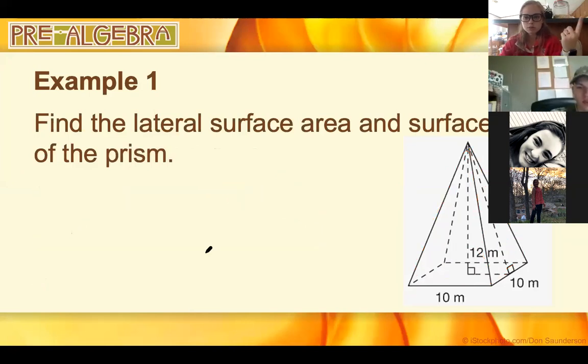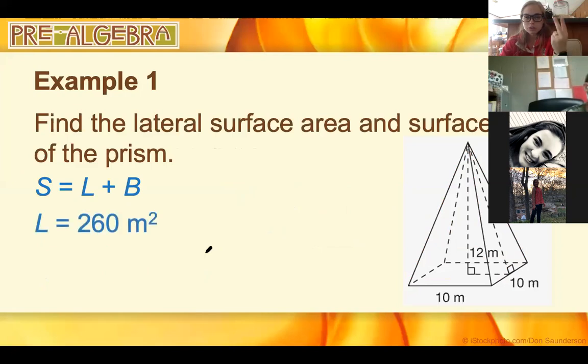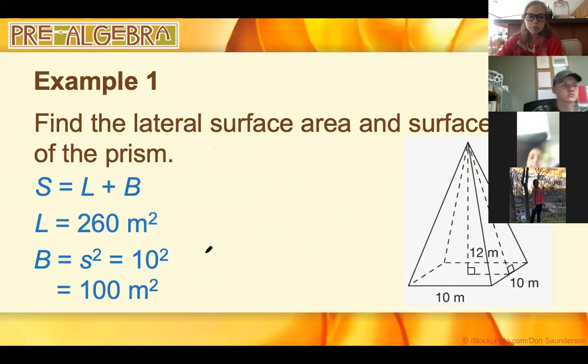So there's one thing. Now let's find the surface area. Well, the surface area of a pyramid is the lateral surface area plus the area of the base. The lateral surface area was 260 square meters. Now let's find the area of the base. Well, the base is a square. So what's the area of a square? S squared. So one of the sides is 10.